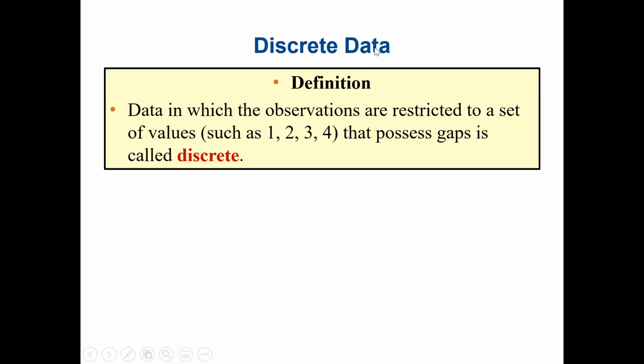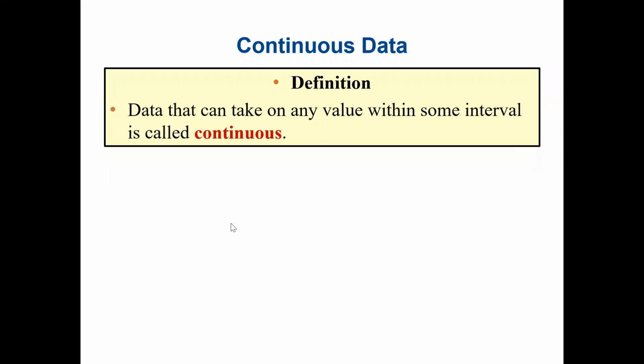Here we said that data in which the observations are restricted to a set of values, such as 1, 2, 3, 4, that possess gaps is called discrete. So a discrete data is based on counting. An example would be how many patients visit a hospital.